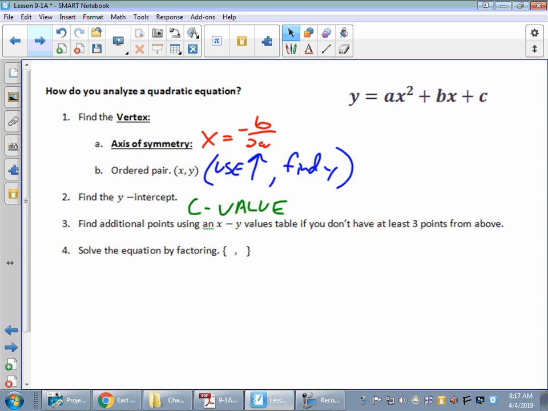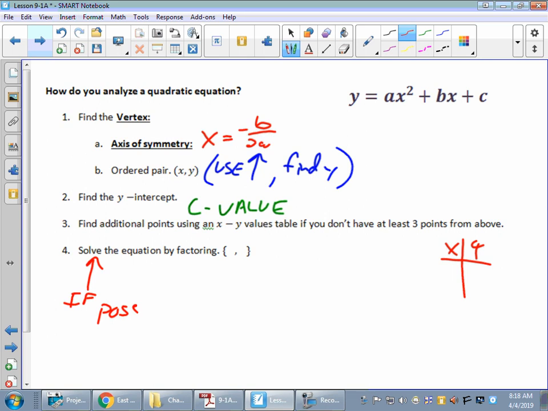We remember the xy table. You can easily just go xy and find your values there if you need to, if you don't have at least 2 points from above. And then solve the equation by factoring, if possible.